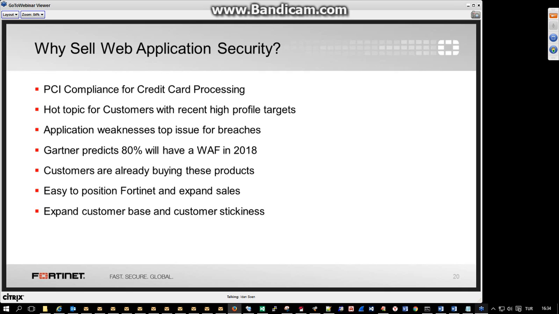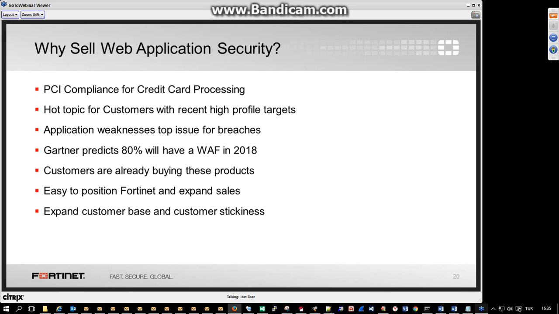the last few years. Application weaknesses are the top issues for breaches, as you can see from the Verizon reports and others. Gartner predicts 80% will have a WAF. 80% of your customers will have a WAF. So your customers are looking for these solutions now. You're leaving money on the table if you're not talking to them about it.